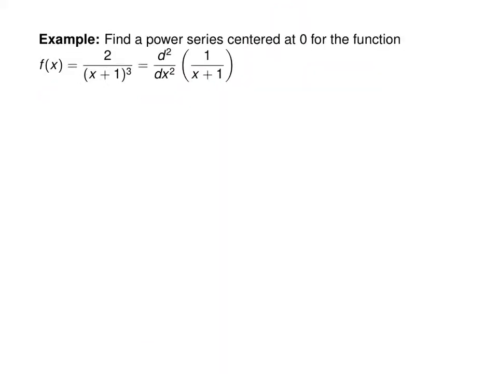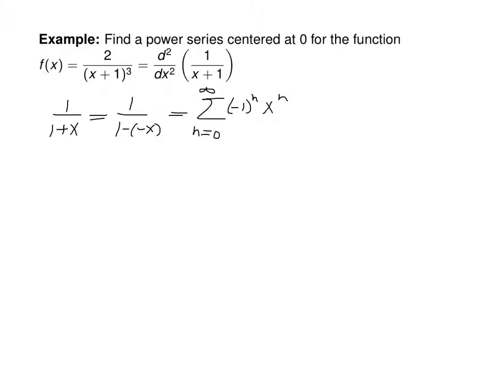Next, let's use differentiation. So we have that the function f of x that we care about, we're told that it's the second derivative of 1 over x plus 1. So if we find a power series for 1 over x plus 1 and differentiate it twice, we'll have a series for f of x. So first of all, 1 over 1 plus x, same thing as 1 over 1 minus negative x, which is a sum from n equals 0 to infinity, negative 1 to the n, x to the n.